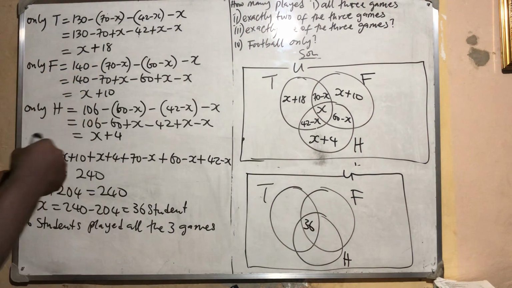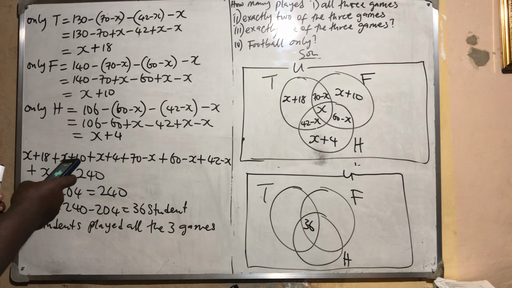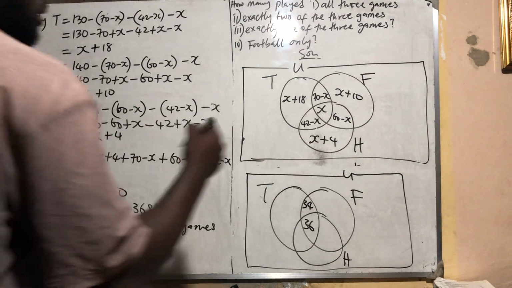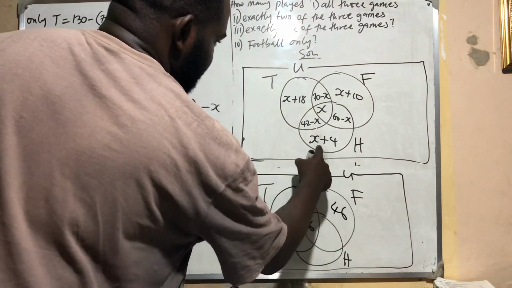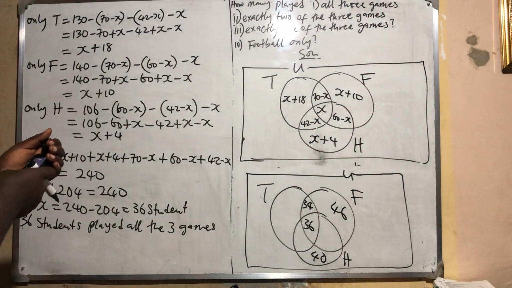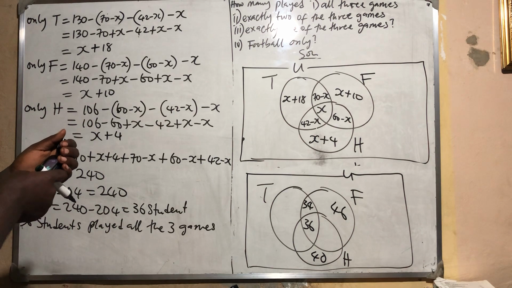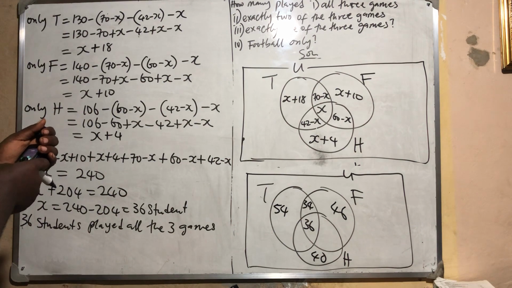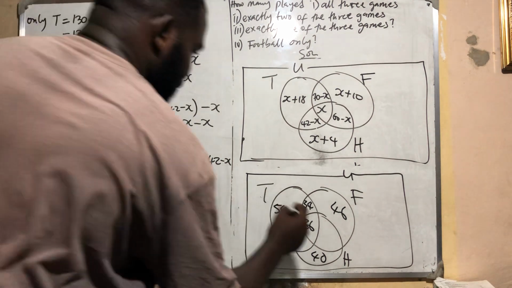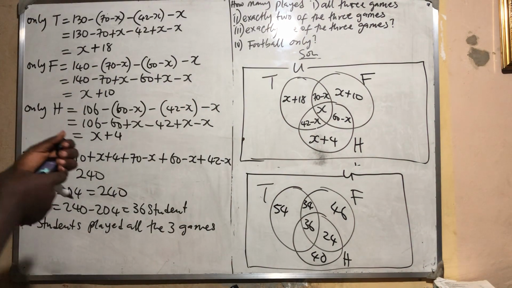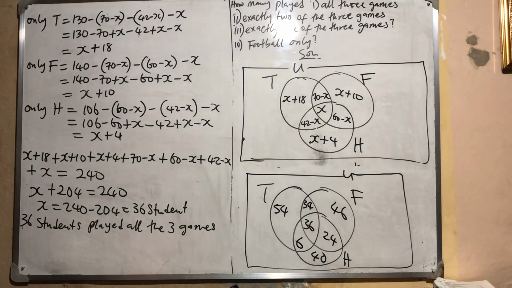Here is 70 minus 36, which is 34. Here is 34. 36 plus 10 is 46. 36 plus this is 40. 36 plus 18 is 54. Here is 54. The next one, 60 minus 36, I have 24. And then 42 minus 36, I have 6. Okay, so that is my Venn diagram.